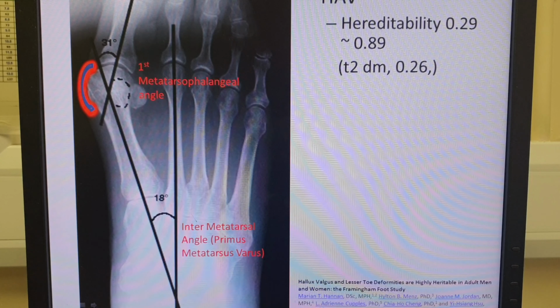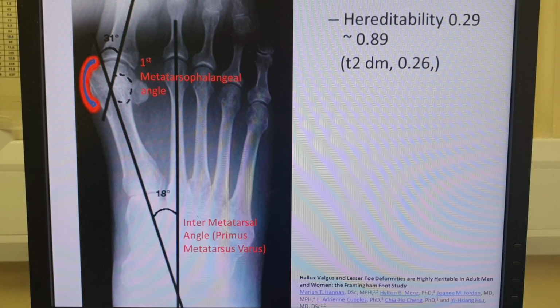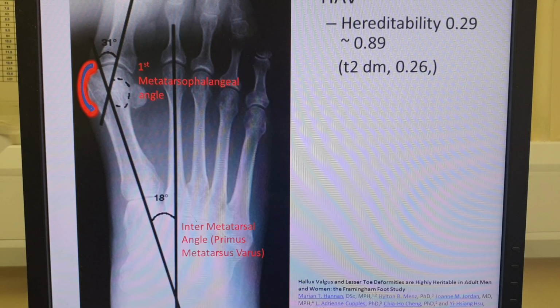What we found here was that HAV had a heritability of between 0.29 and 0.89, which is pretty high. Put that in context, type 2 diabetes, which is generally considered to run in the family, has a heritability index of 0.26. Your height has a heritability index of something like between 0.68 and 0.93. So we can say that HAV is a very heritable condition.